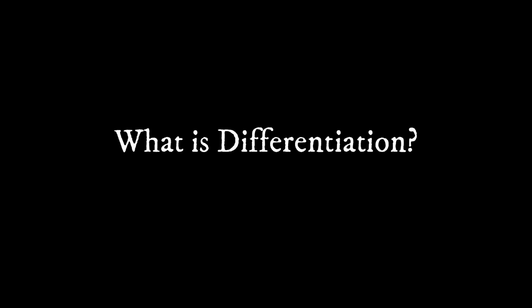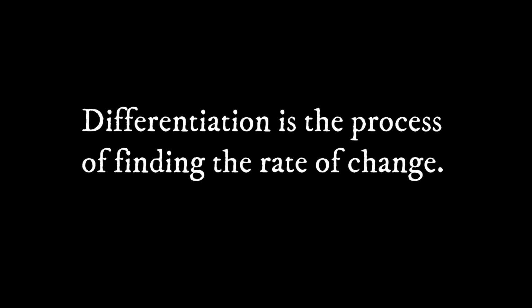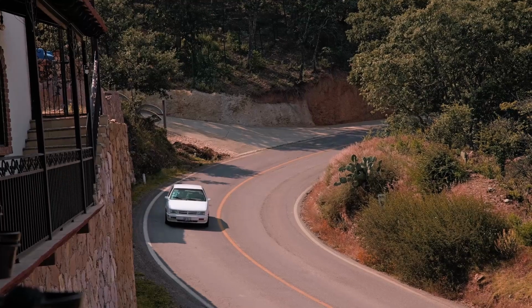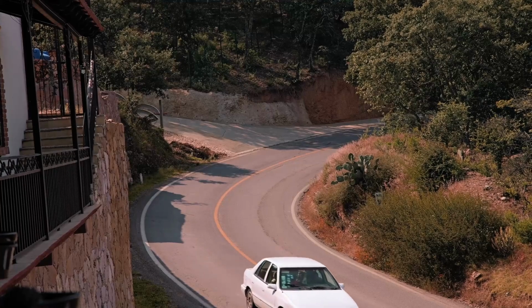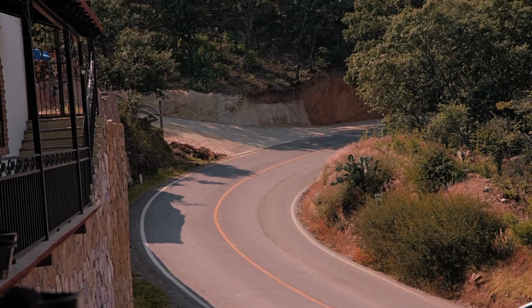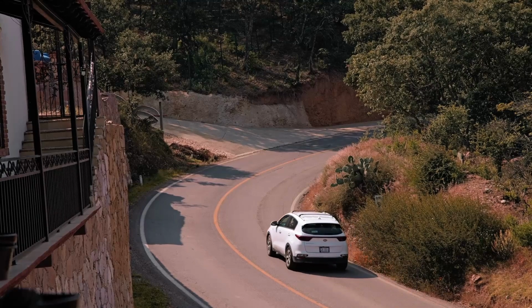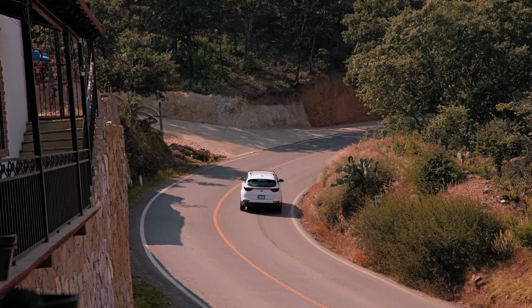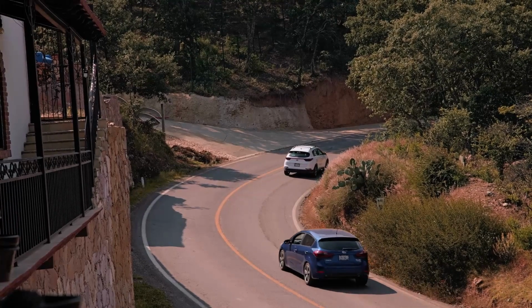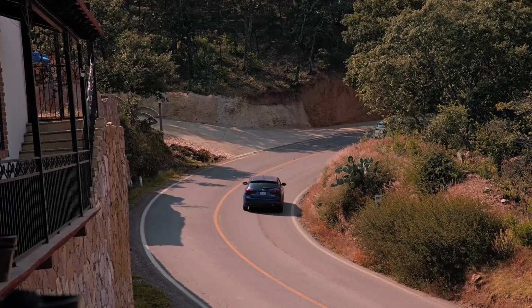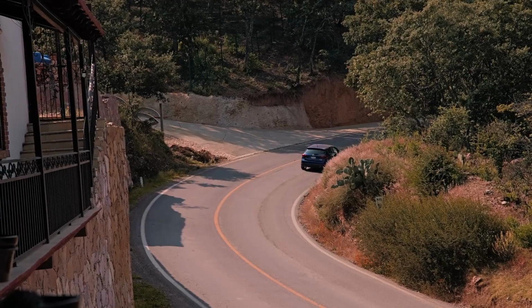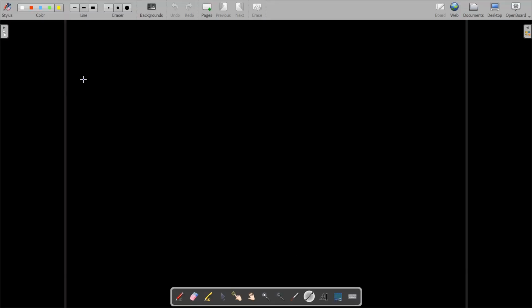What is differentiation? At its core, differentiation is the process of finding the rate of change. It tells us how one quantity changes with respect to another. For example, in calculus, if we have a function describing your car's position over time, differentiation tells us the car's speed at any given second. Technically speaking, differentiation finds the slope of a curve at any specific point. Let me explain this. At first, I will draw two figures here.